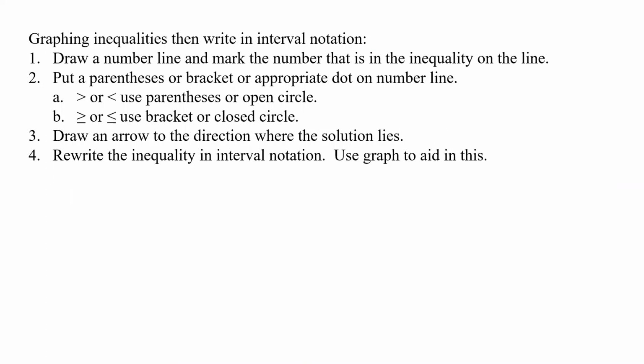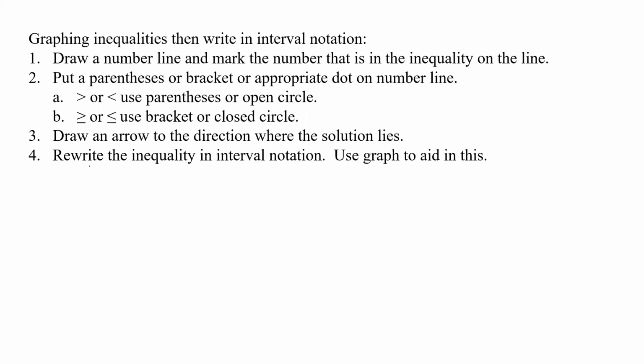So we've talked about this already to try to explain how it is. What we're doing is graphing the inequalities and then writing in interval notation. So we draw a number line, mark the number that is in the inequality on the number line. Then we put a parenthesis or a bracket or the appropriate dot on the number line. So open or closed circle.